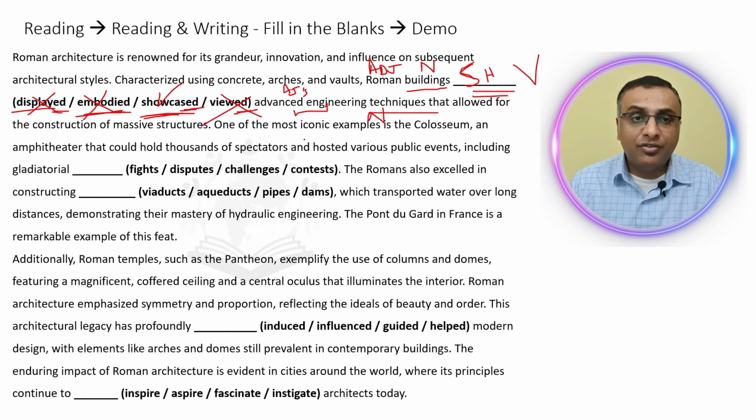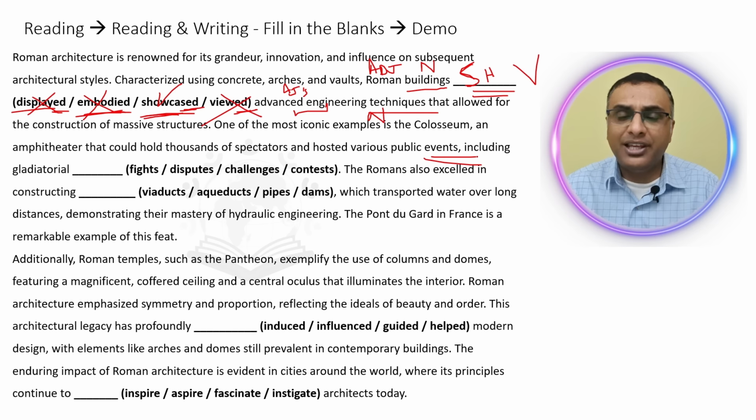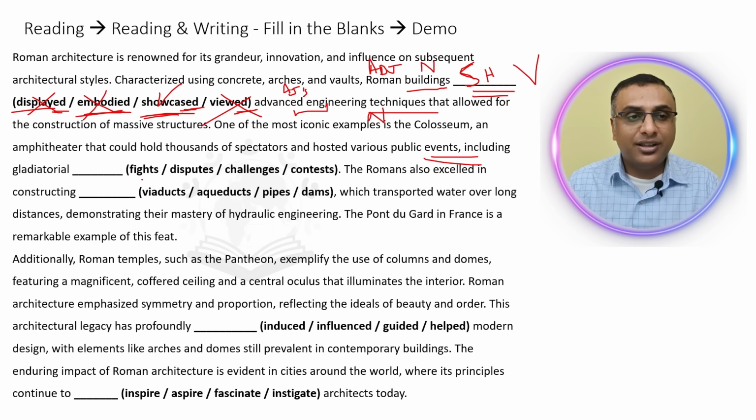It says, one of the most iconic examples is the Colosseum, an amphitheater that could hold thousands of spectators and hosted various public events, including gladiatorial dash. So it should be something like a gladiatorial event, something like public events. Okay, now let's look at the options. The first option says fights.